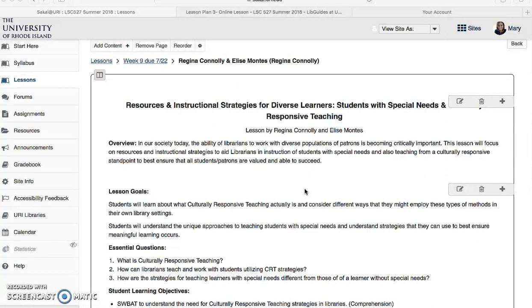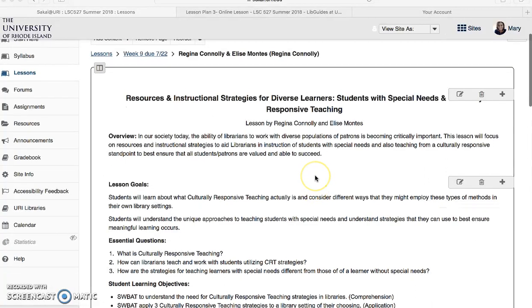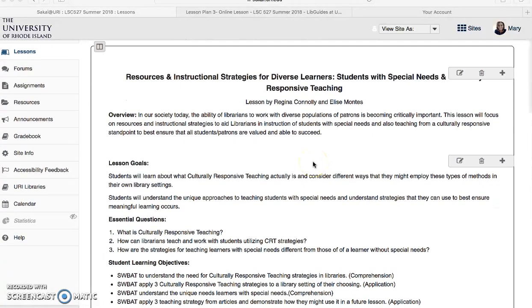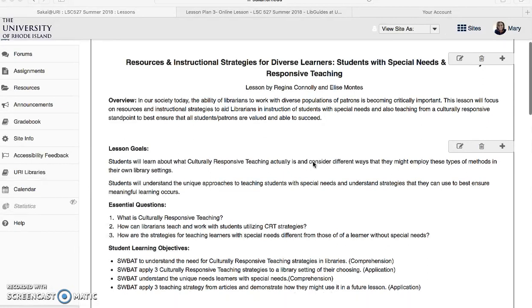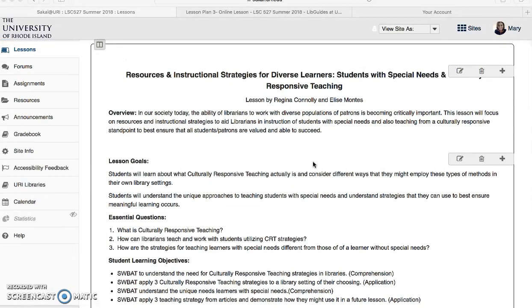Last year we had a smaller class, so there were 2 or 3 people in a group. So with a much smaller number, they actually combined their 2 topics into one big lesson. But since you have teams of 4 or 5, I'm asking each of you to put your lesson up in your LibGuide, and that's going to be like your learning management system.